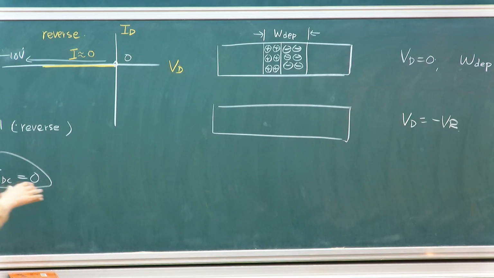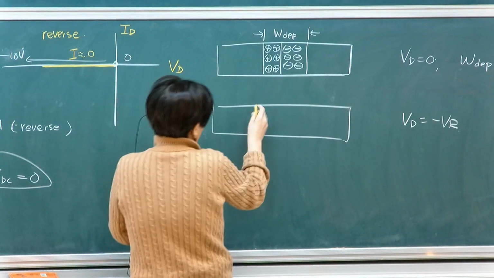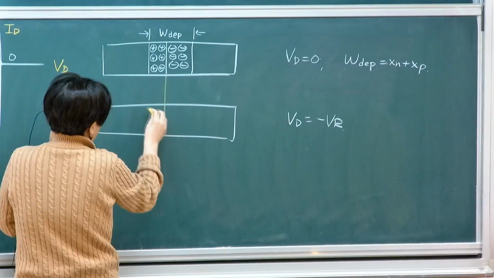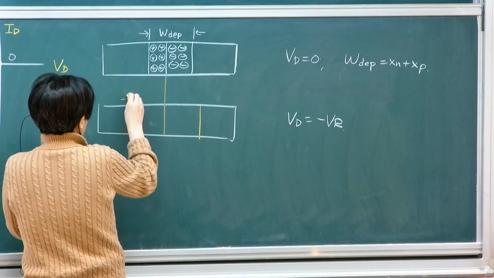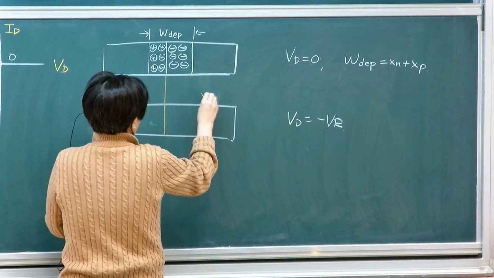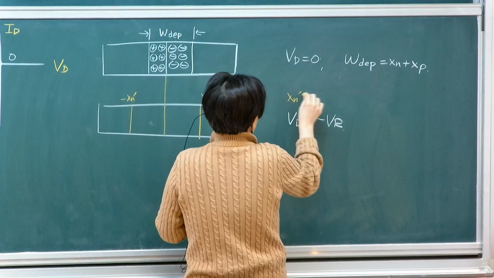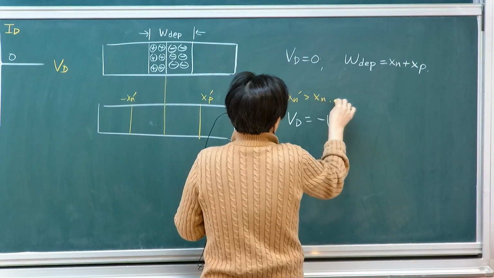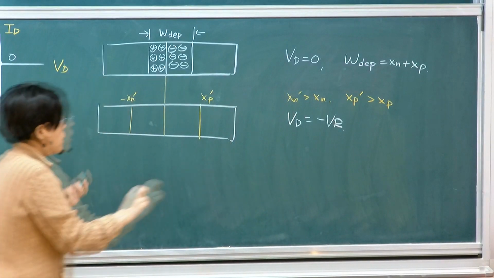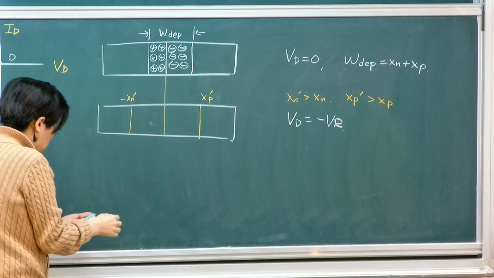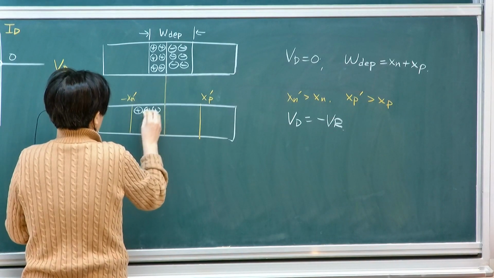If I'm applying reverse bias, we already showed in our potential contours that it will grow, so it will grow wider like this. It would extend to minus Xn prime and Xp prime, which will be higher. This will be Xn prime, larger than Xn, and Xp prime, higher than Xp. It will grow on both sides, and then there will be more depletion on both sides.